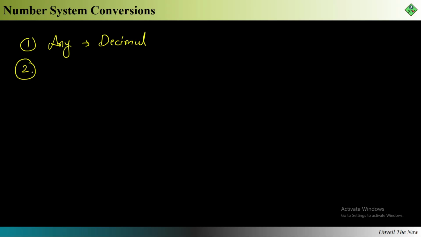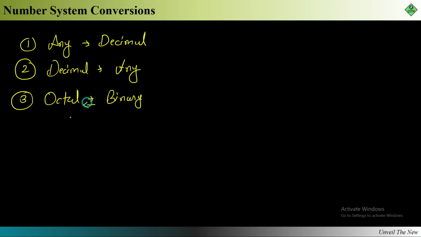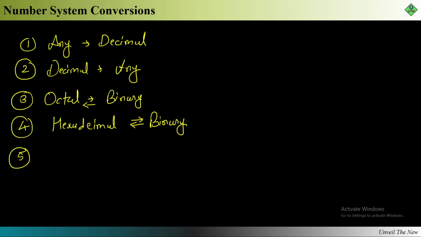Okay. In the second video, that means in the part 2 or in the group 2, we are going to do the reverse. That means we will do decimal to any number system. Okay. In the third group or in the third part of this number system conversion, we will deal with octal to binary and vice versa, binary to octal. In the fourth group or in the fourth part of this number system conversion, we will do hexadecimal to binary and vice versa, binary to hexadecimal. And in the last group, in the last part of this number system conversion topic, we will do octal to hexadecimal and vice versa, hexadecimal to the octal.